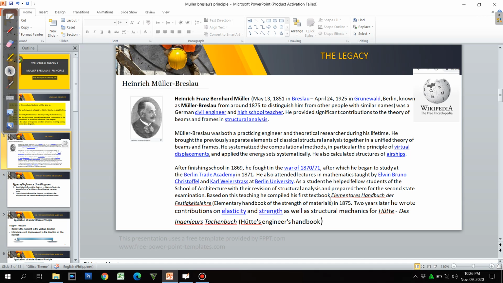So he has a lot of books, elementaries, handbook, like the elementary handbook of the strength of materials in 1875.